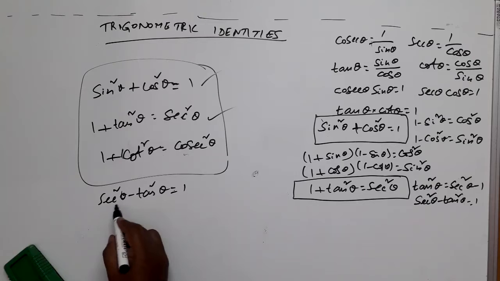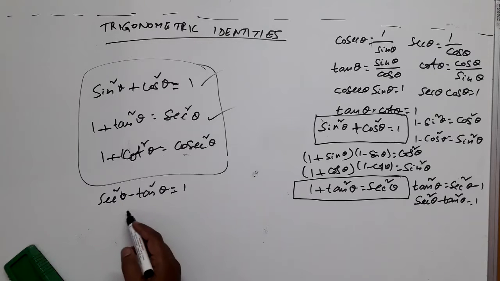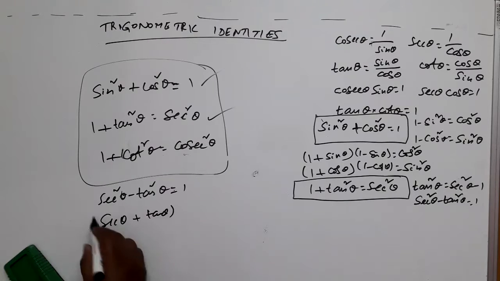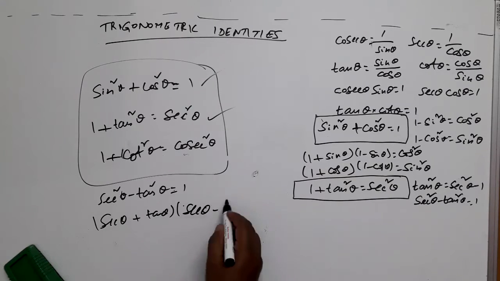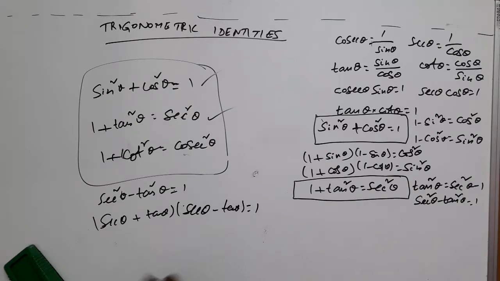Now this is also of the form a square minus b square. I can write it as a plus b multiplied by a minus b, right? So I can write secant theta plus tan theta multiplied by secant theta minus tan theta is equal to 1. Can I write like this from this?